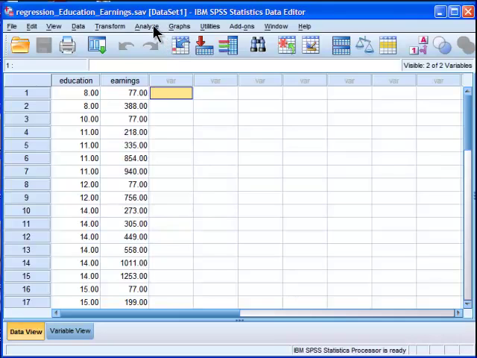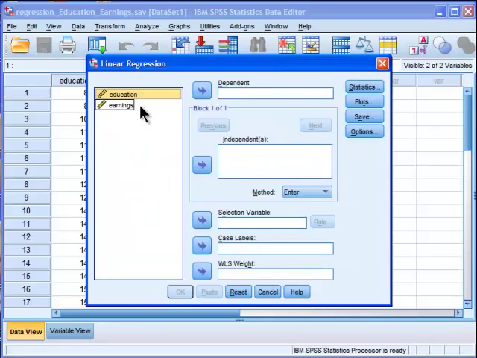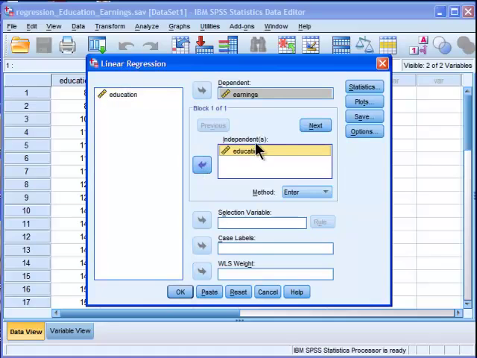Now, to perform the analysis, go into Analyze, Regression, Linear. Now, the dependent variable here is earnings. I want to try to predict earnings with education. So the variable being predicted is the dependent variable, and the variable that's the predictor is education. So that goes into independent.